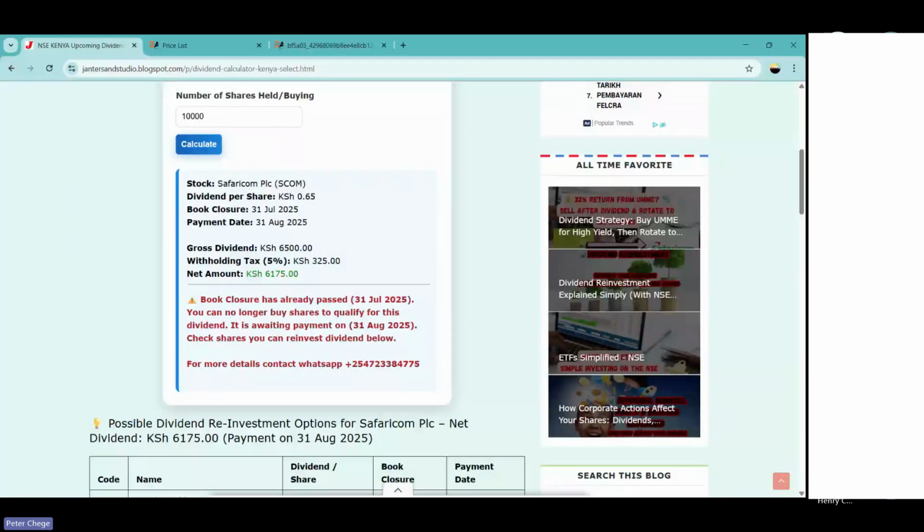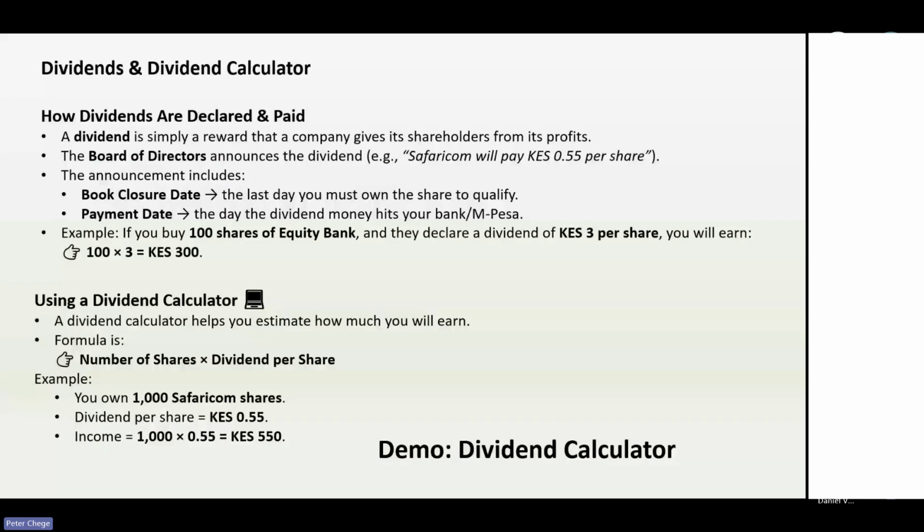I'm coming to this. Let me stop sharing. We go back to the presentation, so that when I come back to that link, you understand what I mean by dividend reinvestment. Using a dividend calculator helps you estimate how much you will earn. It's very simple: number of shares times the dividend per share, then less withholding tax. We have seen that. So you don't need to do manual calculation. The calculator does everything for you. It's fully automated.